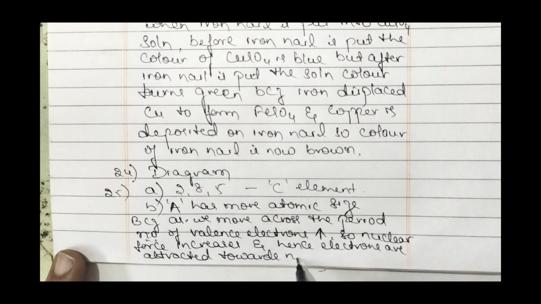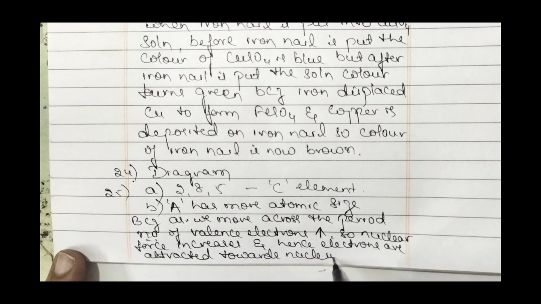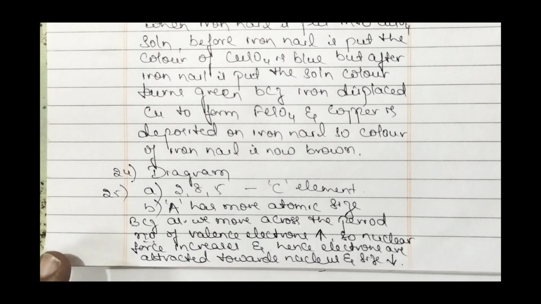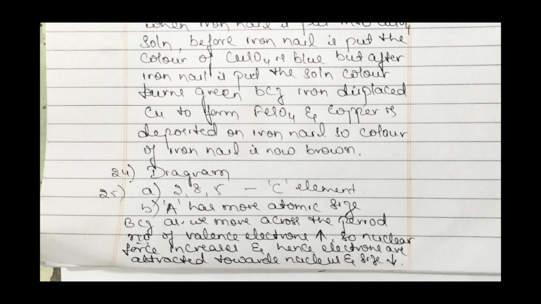Towards nucleus, and size decreases. So this is the reason for why atomic size decreases as we move across the period.